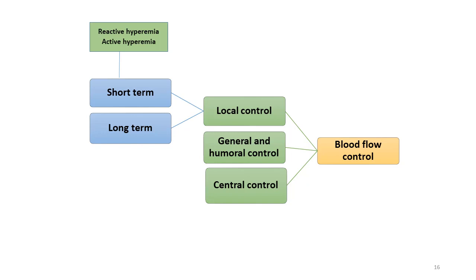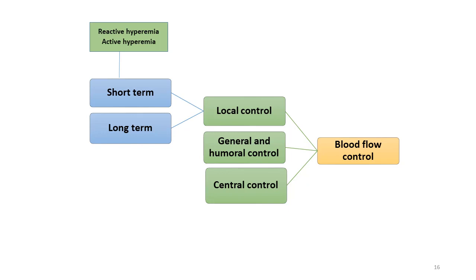But what about long-term local control of blood flow? During permanent or chronic exercise or any reason that increases the blood flow locally, we can see long-term local control of blood flow. During long-term local control, we can find growth factor enhancement in that part of the body, and these growth factors help angiogenesis and increase the capillary bed in that part. These are the local controls of blood flow.